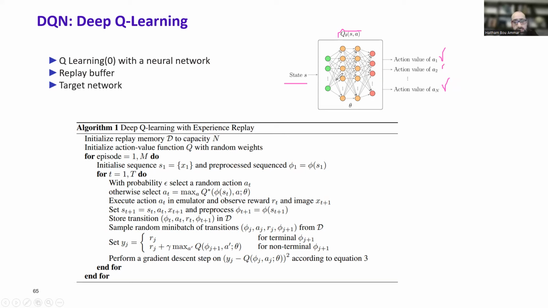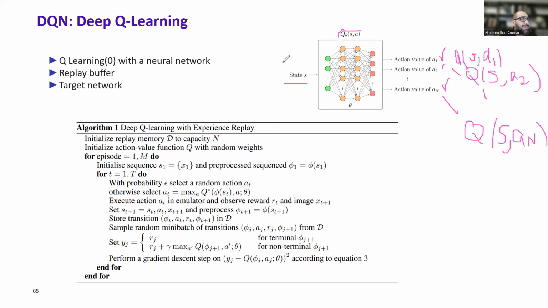This network will map from the state into a set of Q values. The first output will be predicting the Q for the state and action A1. The second output will be Q for that state and action A2, and up to Q of that state and action An. And that state is mapped to these Q values over the actions via a deep neural network.